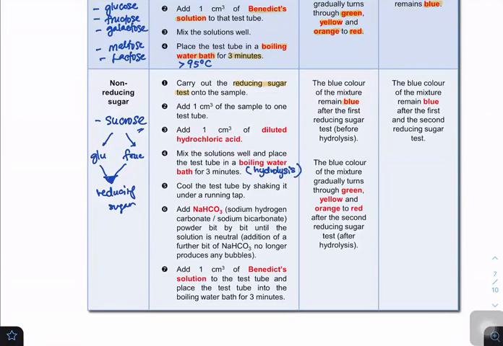Then we cool it down, because we were inside the boiling water bath, so we cool it down by shaking it under running tap water. After that, we're going to add sodium bicarbonate. The function of the sodium bicarbonate is to neutralize the acid, because Benedict's reagent works best in alkaline solution. With the presence of acid, we won't be able to get the result. So we need to add sodium bicarbonate.